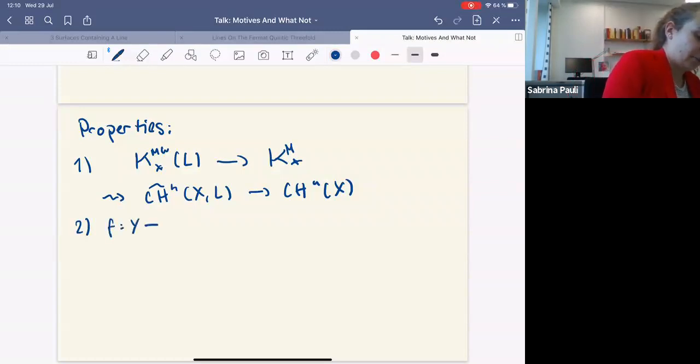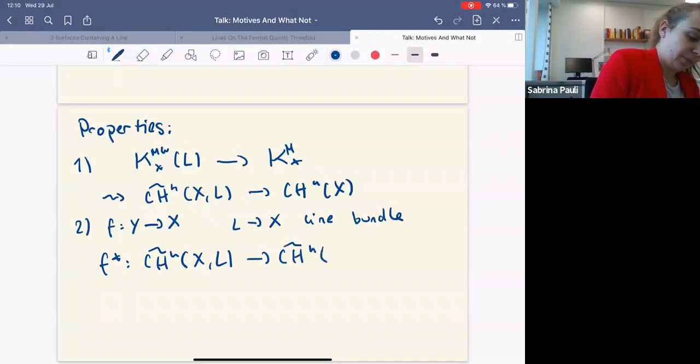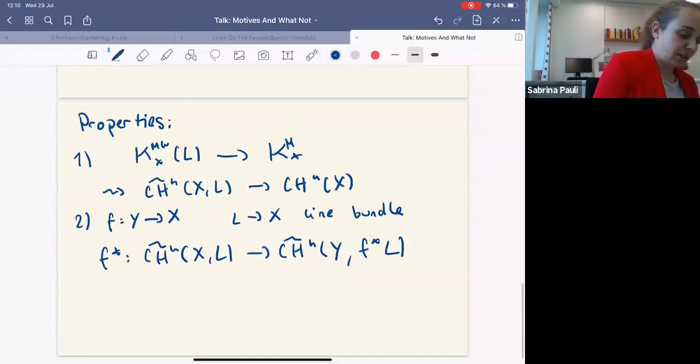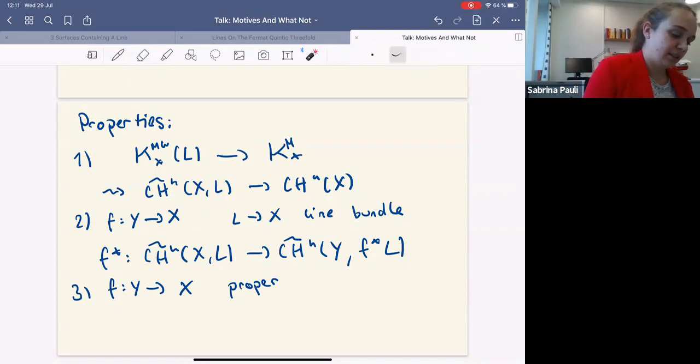If I have a map from Y to X and a line bundle on X, there is a pullback from Chow^n(X, L) to Chow^n(Y, ...), and now we need the line bundle on Y. Well, the natural choice is the pullback of L. And for f from Y to X proper, we even get a push forward, but this is a little more complicated. And now you see why we really need this twist here, because otherwise we couldn't define this.